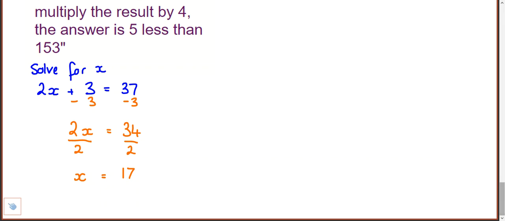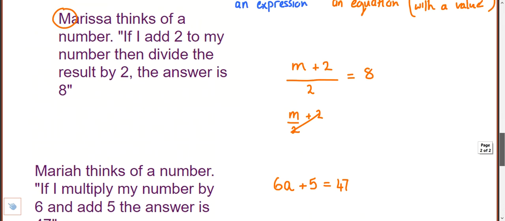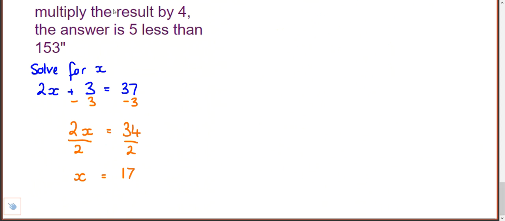Should we have a look at the next one then? Yeah. So the next one is n plus 2, all over 2, equals 8. So again, you have to think about the order in which things happen. The last thing that was done is division, so the first thing we do to undo it is multiplication. We divided by 2, so we have to times by 2.